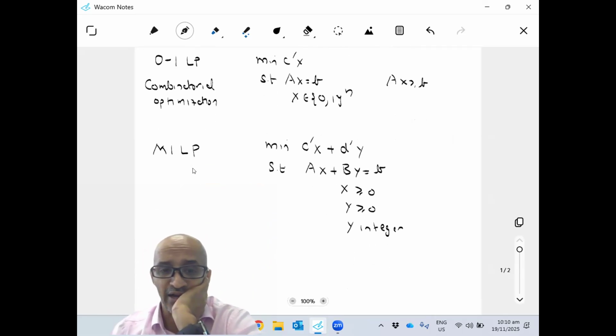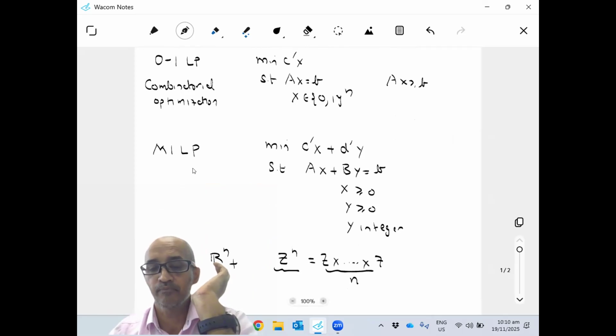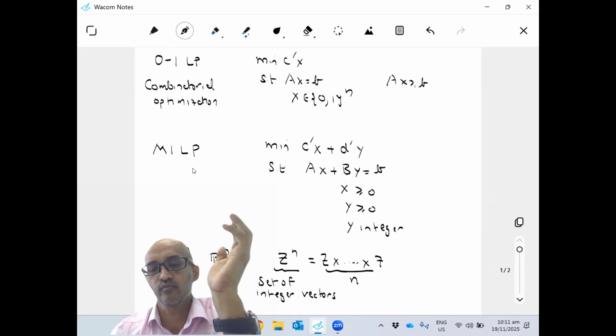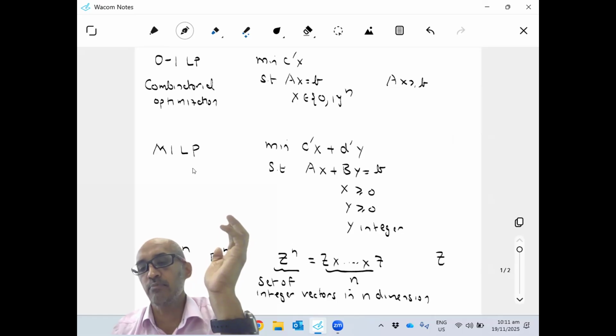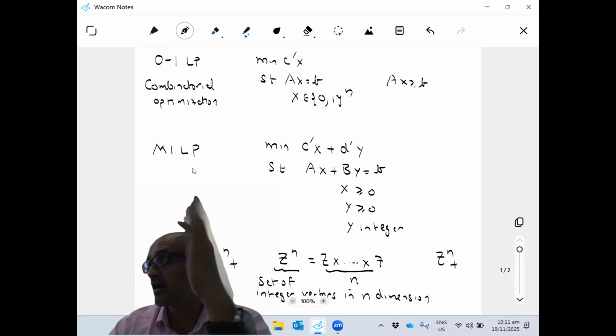And of course, like we have R^n and R^n plus, we'll use the notation sometimes Z^n. Basically, what is this? This is essentially the Cartesian product of integers, n times. So Z^n is basically the set of integer vectors in n dimensions. And similarly, Z^n plus is simply non-negative integer vectors. So sometimes I'll use Z^n and Z^n plus.